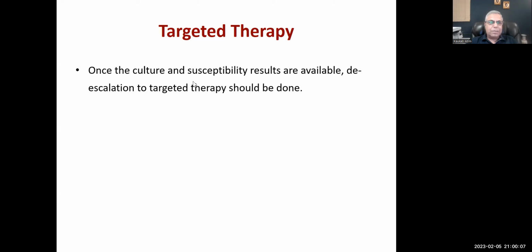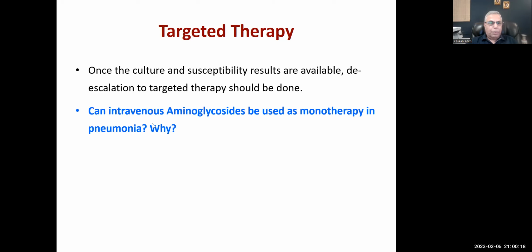So once the culture and susceptibility results are available, de-escalation to targeted therapy should be done. De-escalation means switching over to oral medications. Now, can intravenous aminoglycosides be used as monotherapy in pneumonia? No, they cannot be used.